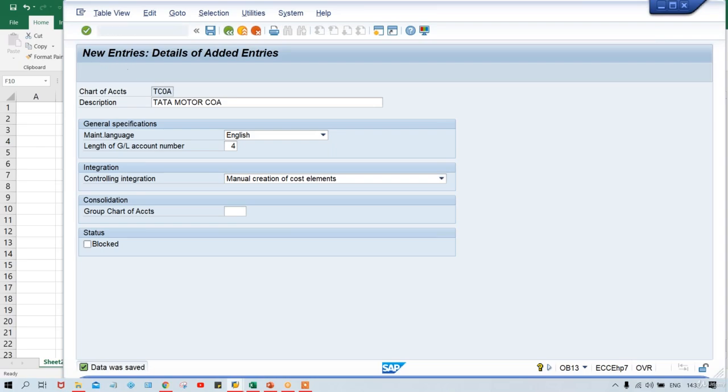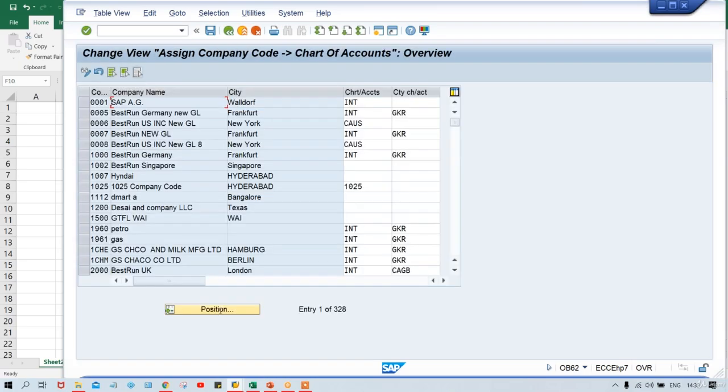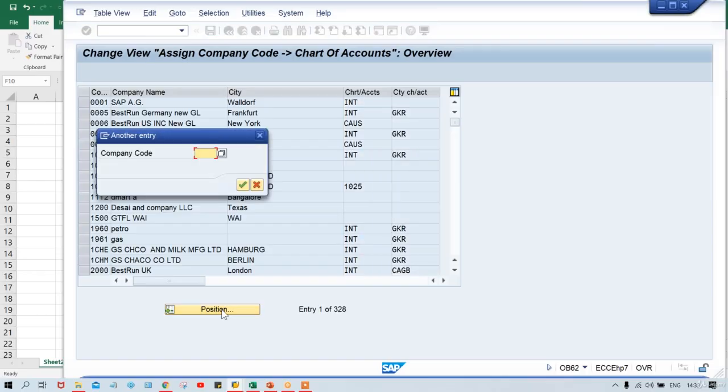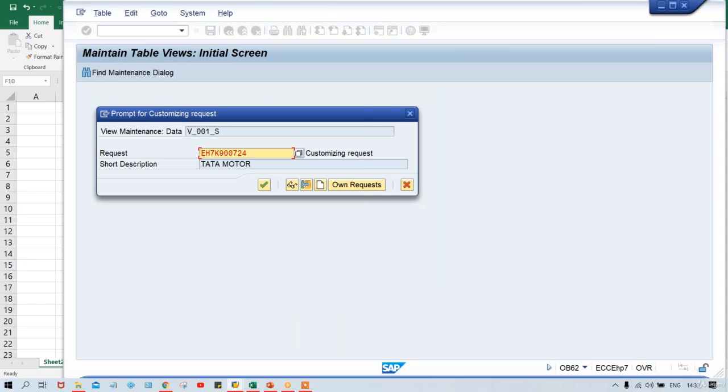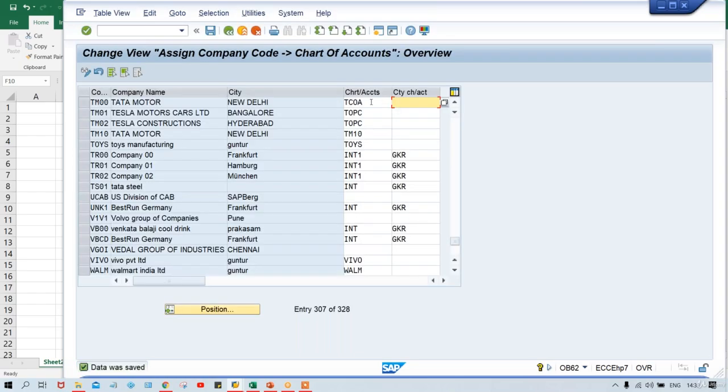OB62 is the transaction code by which we are going to assign. So you click on position and give your company code, TMWG. And here the chart of account will be your TCOA. So this is the operational chart of account that is going to be given here, and if you have any country specific chart of account, that is going to be assigned here. Just save it. We don't have any country specific chart of account. I have used this operational chart of account. You have to assign it here.